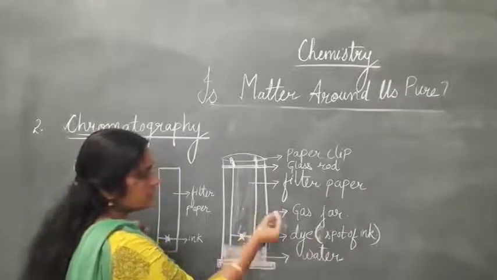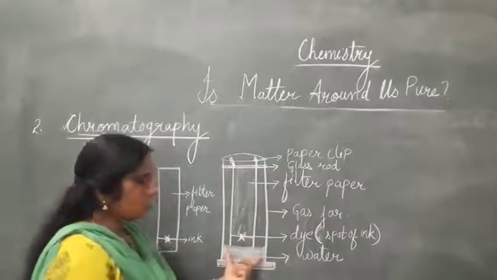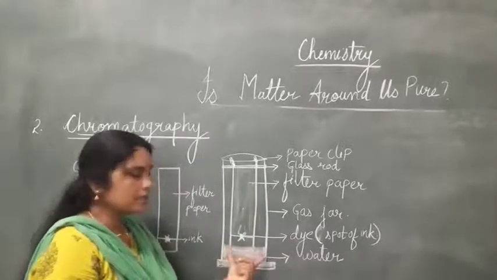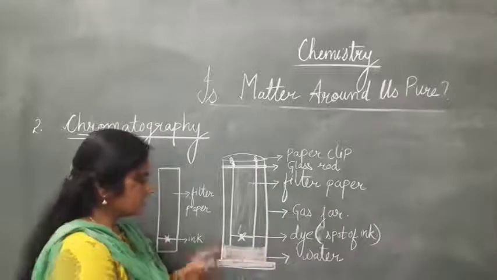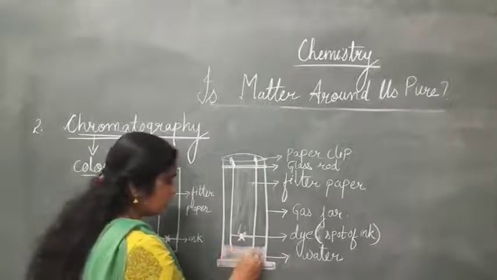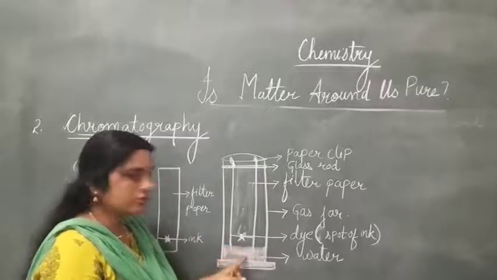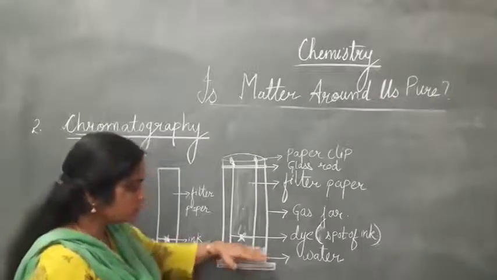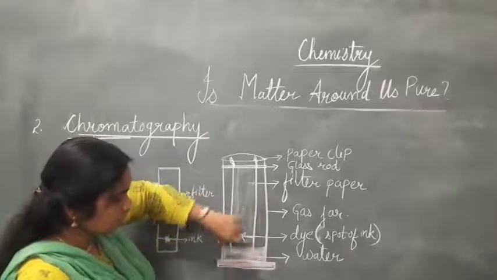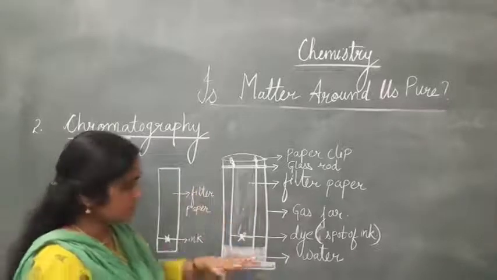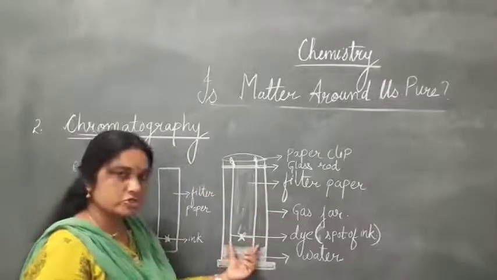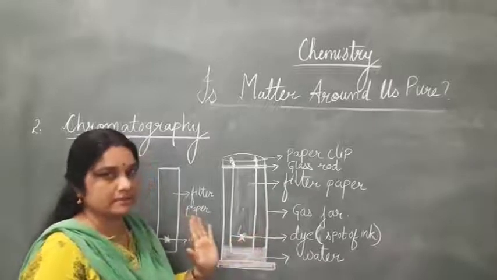This is a gas jar, and in the lower end of the gas jar, fill a little water. Then you can see that the lower end of the filter paper should just touch the water. The ink spot should not be touching the water. The ink spot level should be just above the water level. So be careful, that is the main precaution over here, and then leave it for some time.